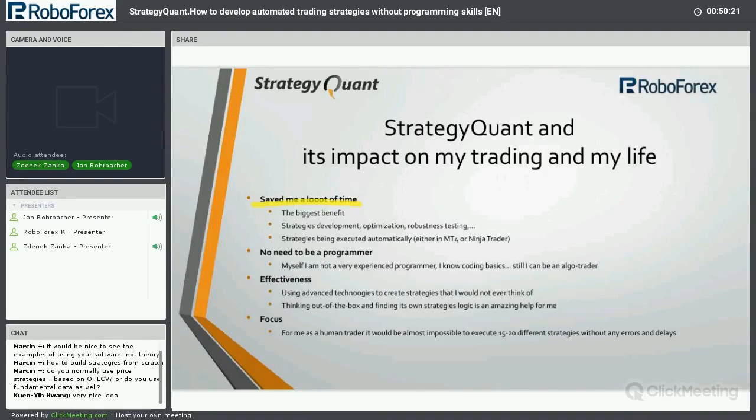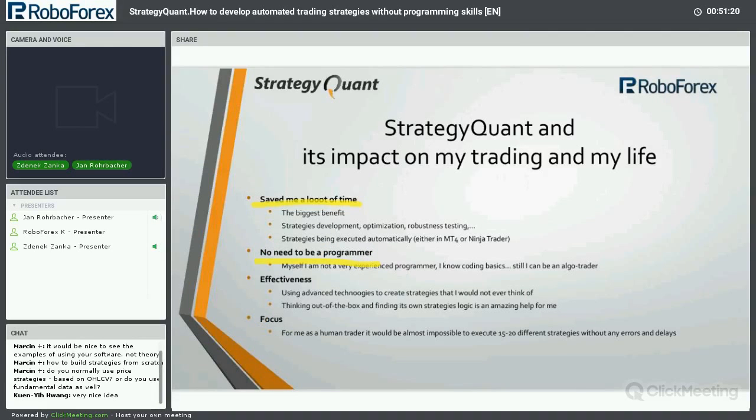Myself, and also together with the team, we are not programmers, right? So at least not very experienced programmers. Personally, I know the basics, but not very advanced or detailed techniques for how to code strategies. But still, with such a solution, StrategyQuant, I can still be an algo trader, which is something I wouldn't even have imagined. If someone had told me that 10 years ago, I would have considered him someone who is exaggerating, or just trying to help me, or someone who is not telling the truth. So basically now, without any programming experience, I still can be an algo trader, which is something amazing.